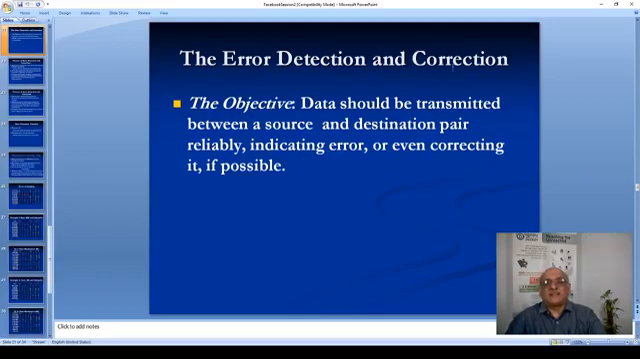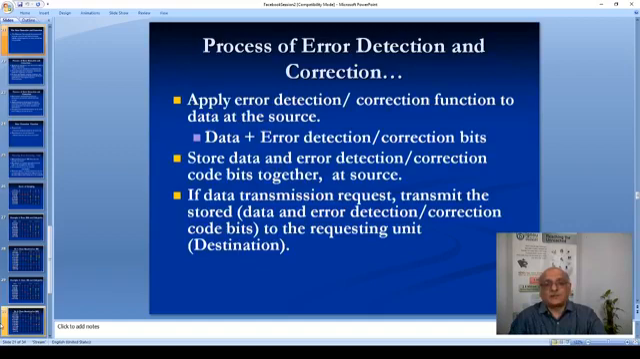So what is error detection and correction? The objective of basic error detection and correction is that data should be transmitted between a source and destination pair, reliably indicating an error or even correcting it if possible.